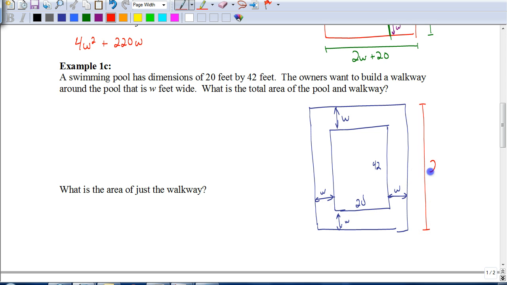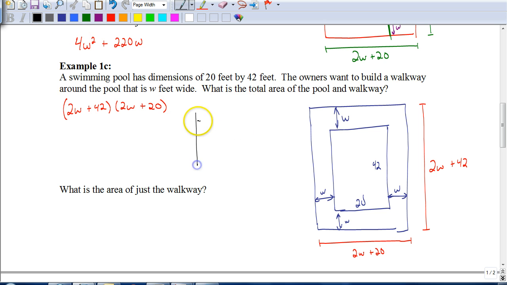So W plus W is going to be 2W plus 42. And then I'm going to have 2W plus 20. So again, these are just my dimensions. The 2W plus 42 by 2W plus 20 are my dimensions.